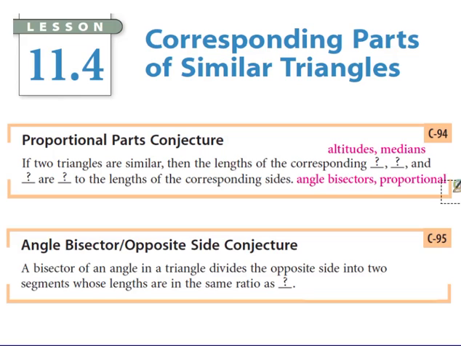And then the next one is the angle bisector opposite side conjecture, which states a bisector of an angle in a triangle divides the opposite side into two segments whose lengths are in the same ratio as the lengths of the two sides forming the angle. So a bisector of an angle in a triangle divides the opposite side into two segments whose lengths are in the same ratio as the lengths of the two sides forming the angle.